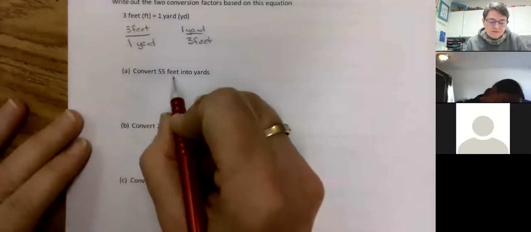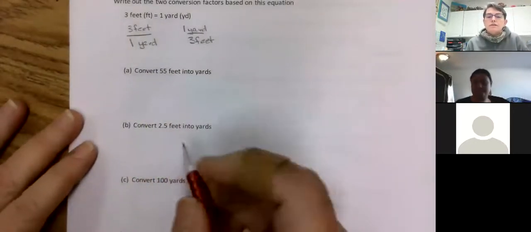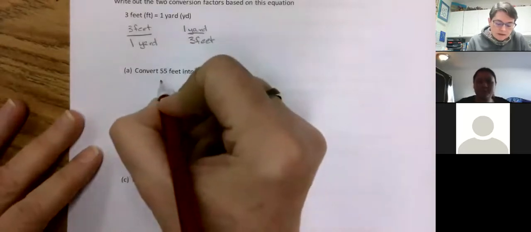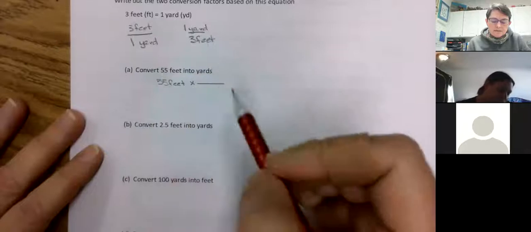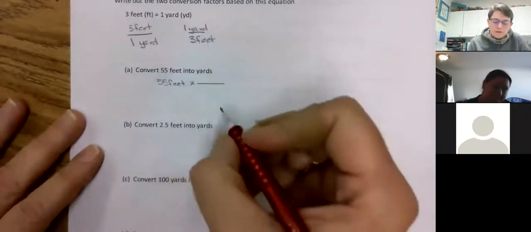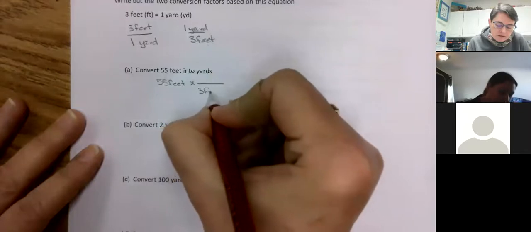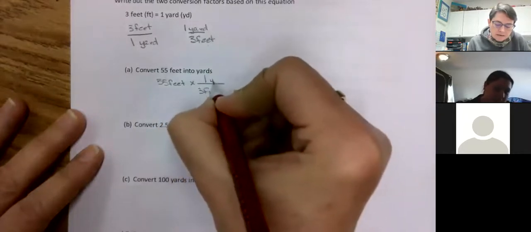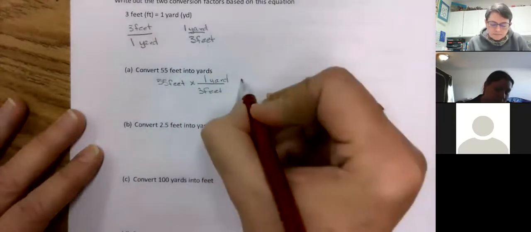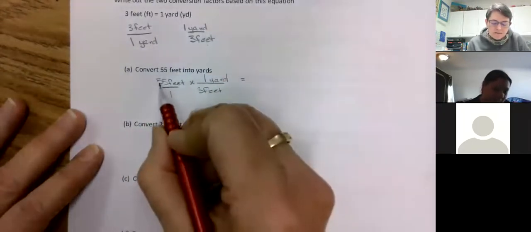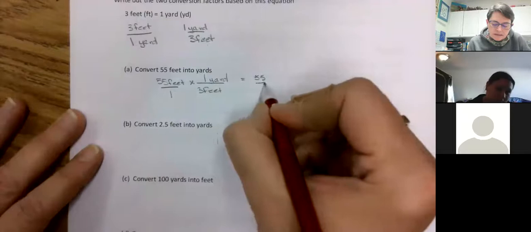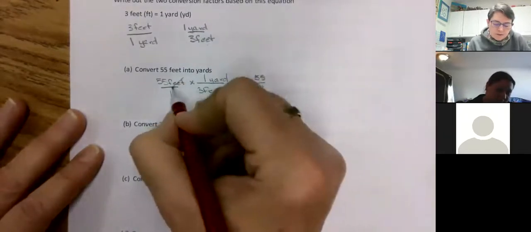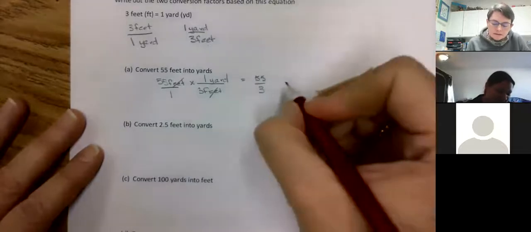So we have to convert 55 feet into yards. So we start with 55 feet, and we're going to multiply it by something. Out of these 2, I want to choose the one that has feet on the bottom. So 3 feet goes there, 1 yard goes there. When I multiply, 55 times 1 is 55, and 1 times 3 is 3. And my feet disappear. That tells me I'm doing my math right.